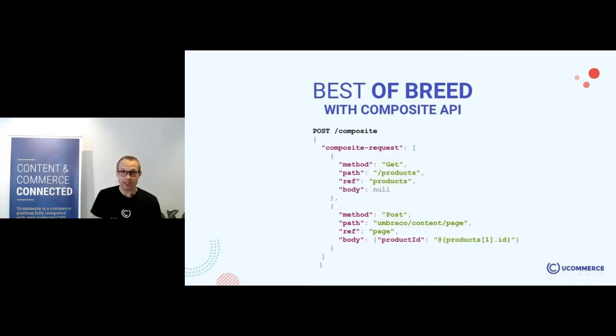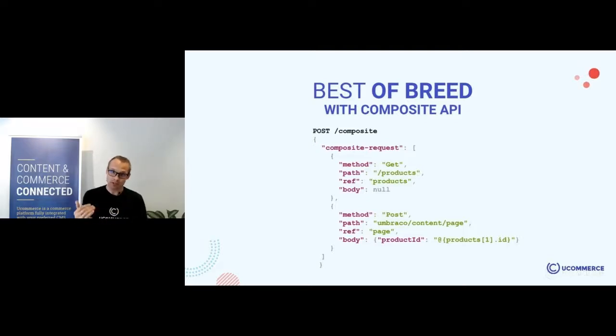So let's see. The first thing is we need to call Ucommerce to get some products. We know it's a get endpoint. We know the path is /products. We need to give it a ref so we can make a reference to it later on. That's it. Then we know how to call our endpoint in Ucommerce. But we also wanted, in that call, to have a page with some content from Umbraco. That content should be specific to the product, or a list of products, we actually called before.